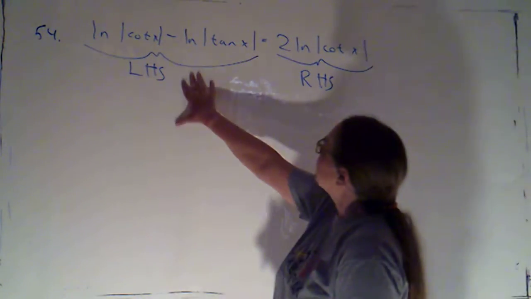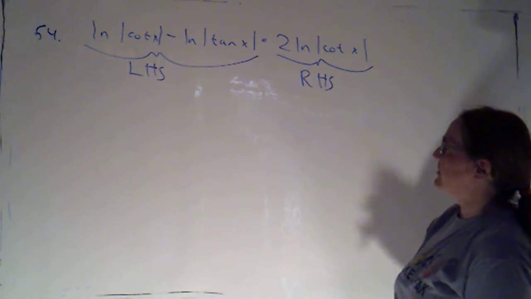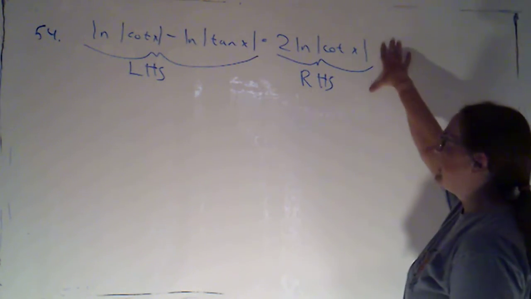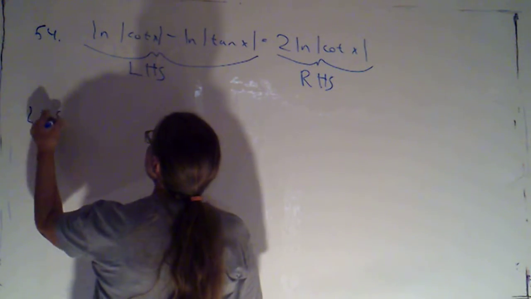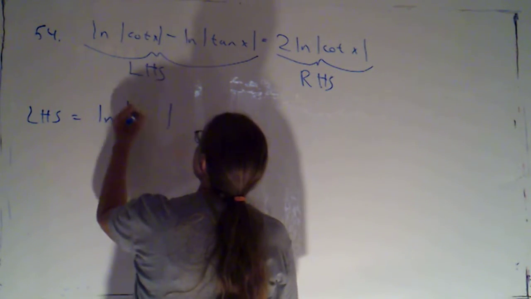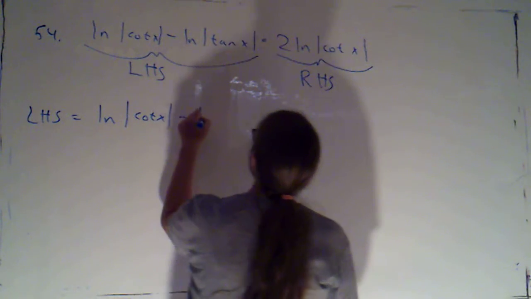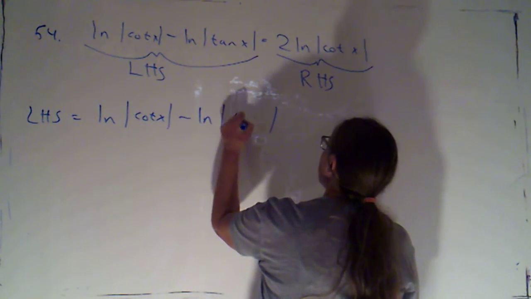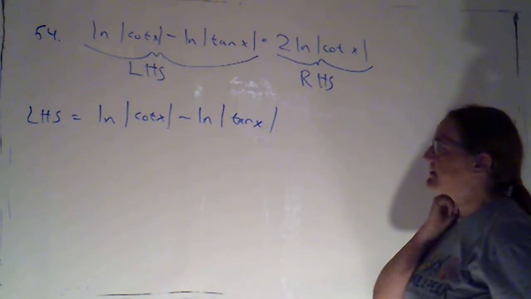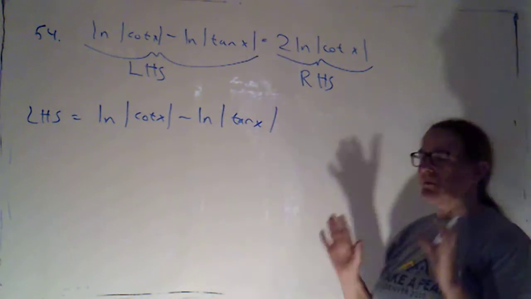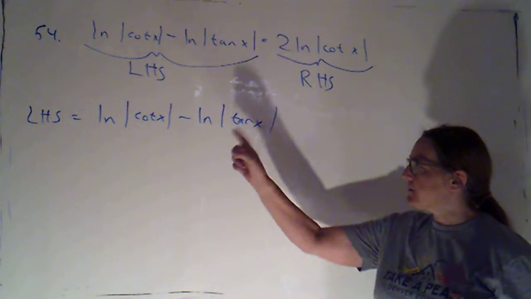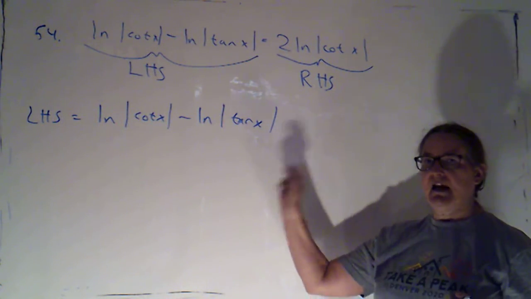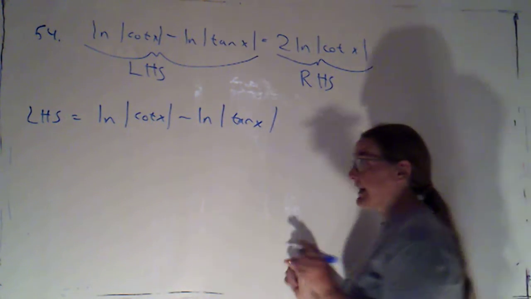Okay. So the left-hand side does look more complicated here because that's two terms being subtracted, and here this is just one term. So I'm going to start with the left-hand side. So I'm going to say that's the natural log of the absolute value of cotangent of x minus the natural log of the absolute value of tangent of x. So now I want to think. I'm subtracting logs. Log means exponent. So I'm subtracting exponents. And I subtract exponents when I'm dividing.